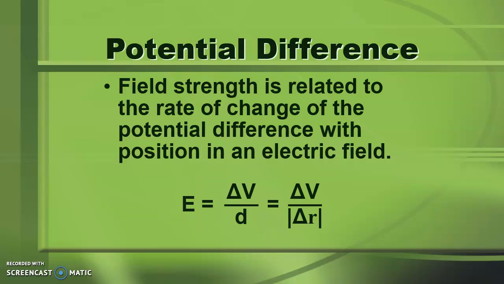Now, field strength is related to the rate of change of the potential difference with the position in an electrical field. So in this case, we talked a long time ago about E. We said that E was the electrical field strength. And if we take the change in potential divided by the position difference, then we will get our electric field strength.